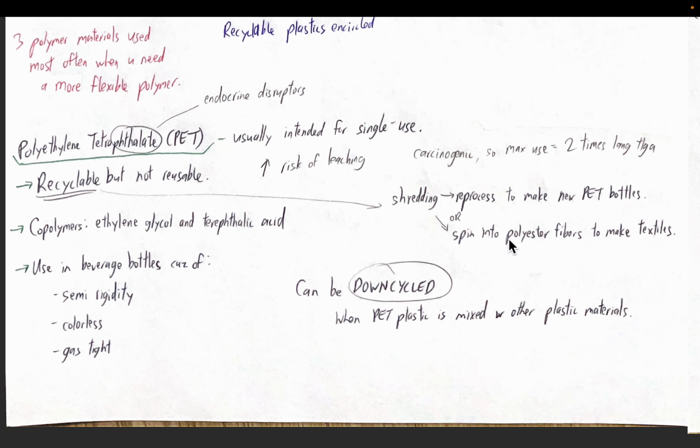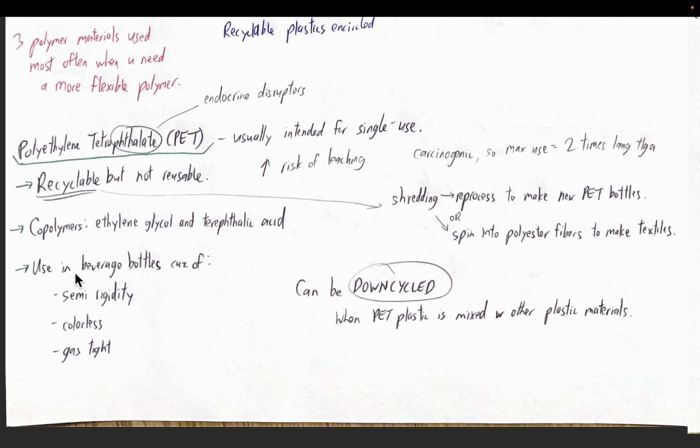This connects to what's been mentioned earlier, that PET is an example of a polyester. So upon recycling, it can become polyester material. So textiles such as clothing, that kind of sort. The copolymers of PET, we have ethylene glycol and terephthalic acid. You use it for the production of beverage bottles.